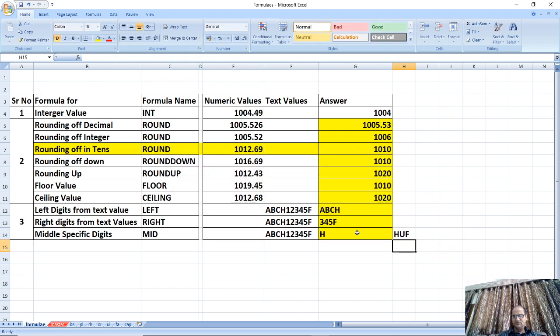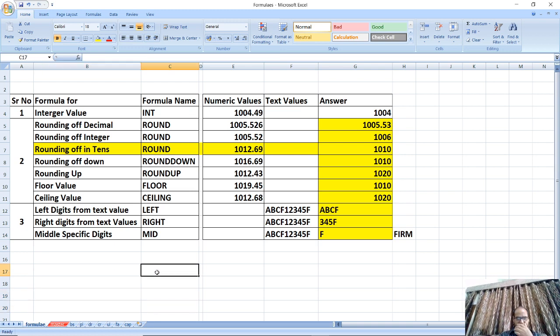Enter yes. So this is H means HUF. Let us say if the case would have been fourth character would have been F, and firm. Oh, sorry, we have to change into all the three cells. F means firm. So this is the answer. These are the few formulas which are of daily use, but MID is the very fine formula while dealing with the text, and ROUND -1 is the superb, very frequently used.